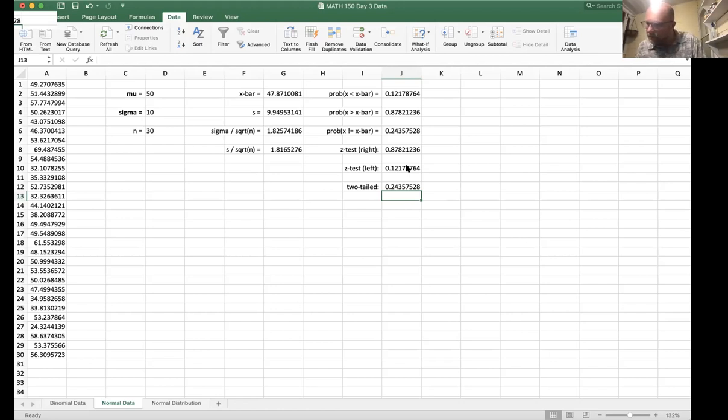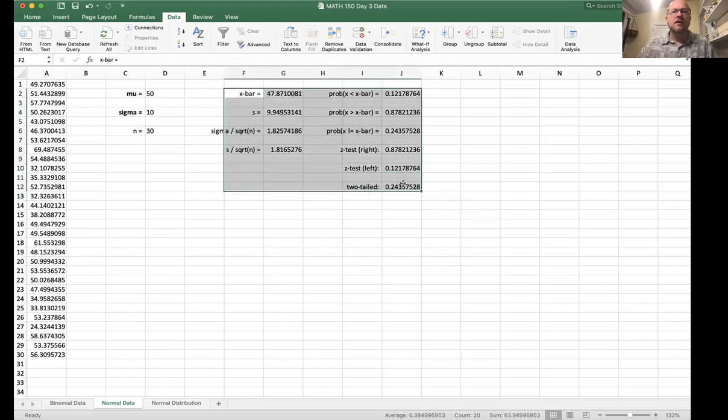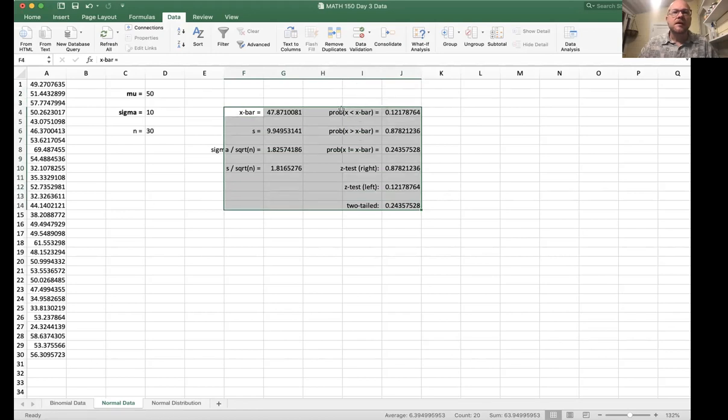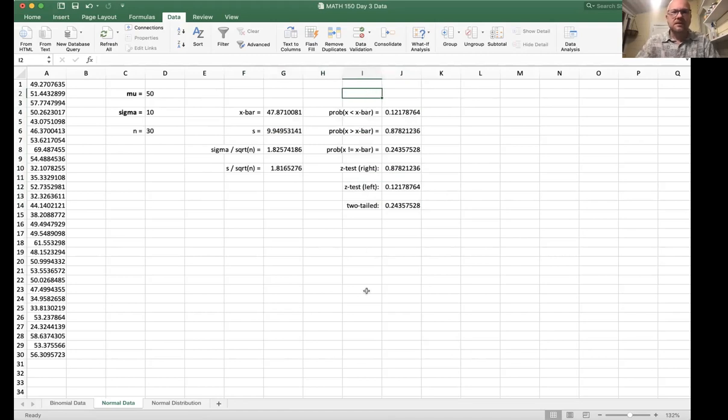Okay, so a quick little change we're going to do here. I'm going to move all of that down just a little bit, and I'm going to go ahead and label above this that it is using sigma. We're going to do the same sort of stuff over here, only using S.